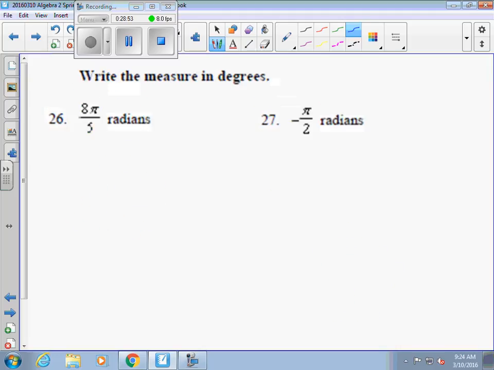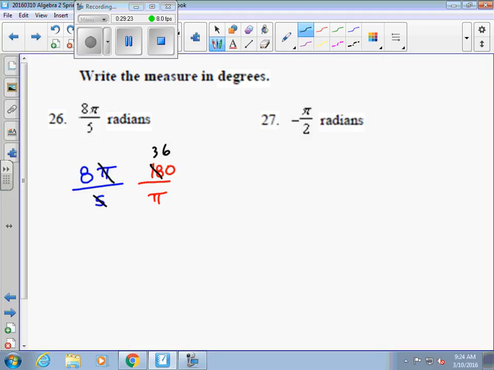26 says to write these in degrees. When you want to write degrees, you want to get rid of pi. So you have 8 pi over 5. You're multiplying it now by pi at the bottom where we can cancel it out, 180 over that. The number 5 goes into both 5 and 180. It has to because it ends in 5 and 0. It goes into itself once. 5 goes into 18 3 times, and there's 30 left over, so it goes into that 6 times.